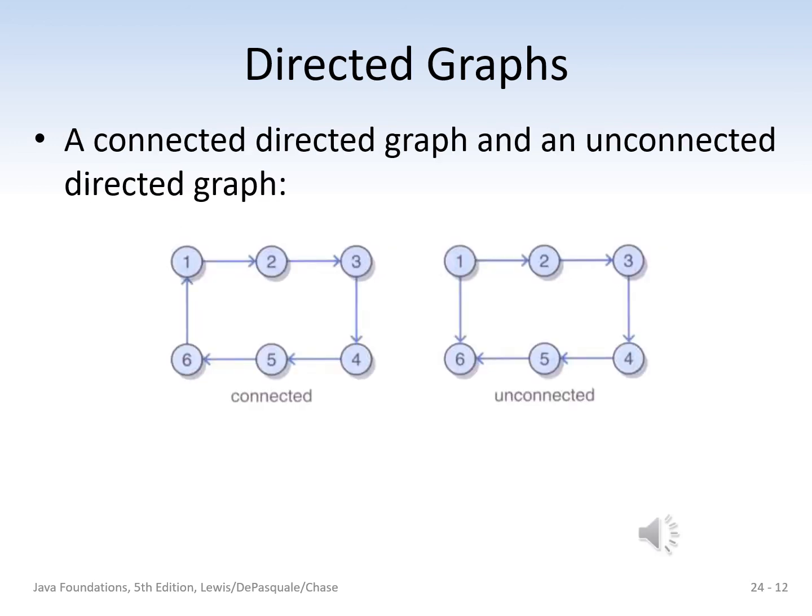So remember, in directed graphs, each edge is one directional. And so here we have two directed graphs. One is connected, the one on the left, and the other is an unconnected graph. The left is connected because each vertex is connected and continuous all the way back to 1.